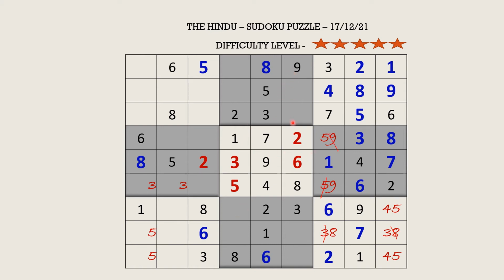Moving here, this 9 blocks here and this 9 blocks. So this is a 9 now. And you have 6 blocking here and 6 blocking here. This is a 6. There are only 2 missing cells here, and they take 4 and 7. Similarly, there are only 2 empty cells here. Numbers are 4 and 9.